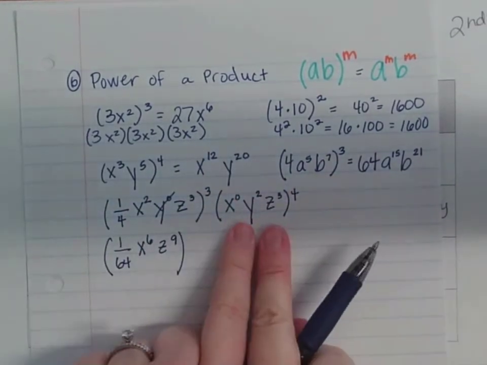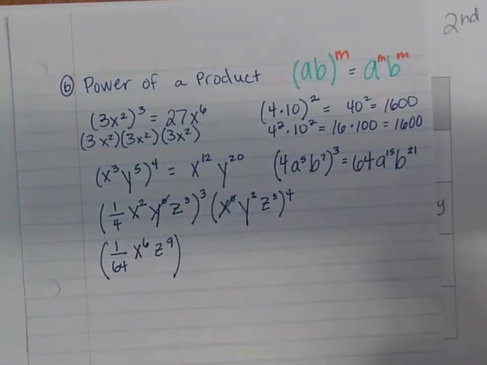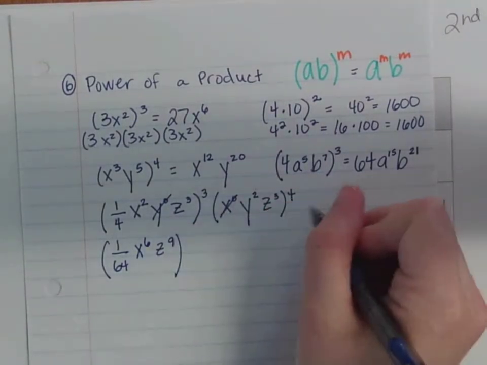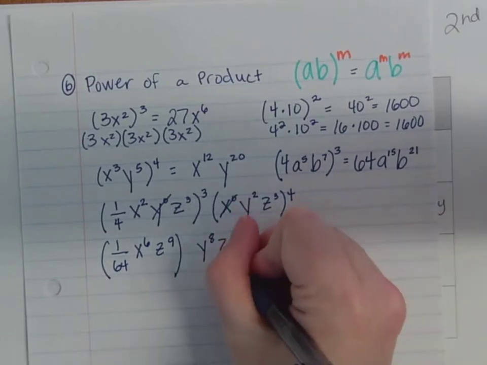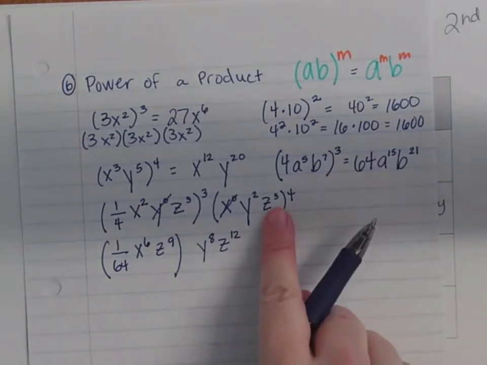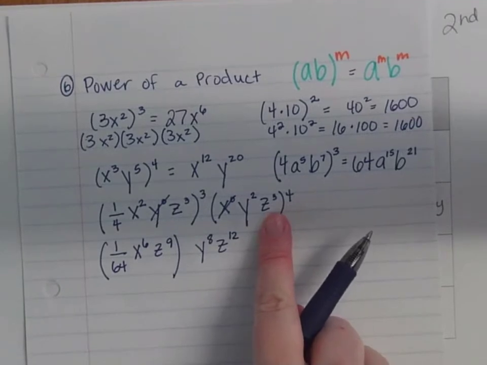Okay, what can we simplify on the inside here? So no worries about that x, because x to the 0 is 1. Y squared to the 4th, so y to the 8th, and z to the 3rd to the 4th, z to the 12th. So that's a 3. Sorry, my little handwriting. It's a 3.